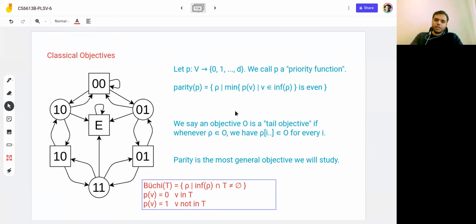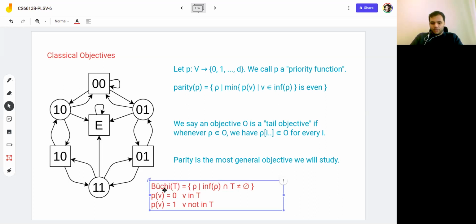Now let's do the other side. If I satisfy the parity condition, it means that my smallest priority is even. The only even priority is 0. So I have visited priority 0 infinitely many times. So by definition, I have visited T infinitely many times. So Buki of T is the same as parity of P when P is defined like this. Okay, what can we do with Ko-Buki? Can we write Ko-Buki as a parity condition?